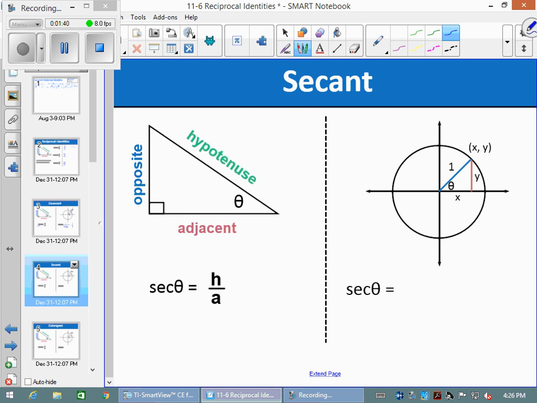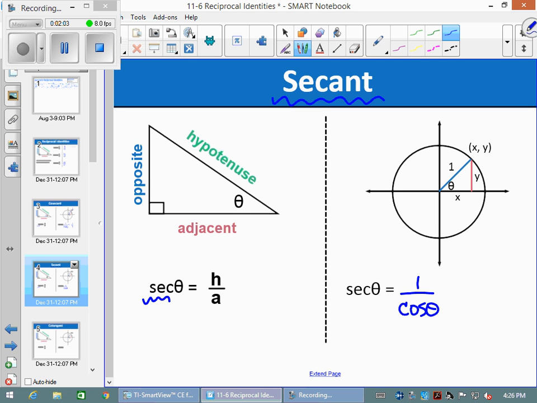Now secant. Secant is another reciprocal relationship. So secant is hypotenuse over adjacent. Now the adjacent over hypotenuse came from the cosine ratio, so secant is going to be 1 over cosine. Again, here's the full spelling of the function, S-E-C-A-N-T for secant, however, we're going to abbreviate it S-E-C.